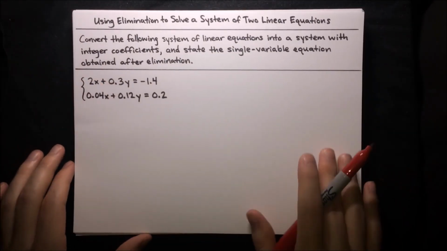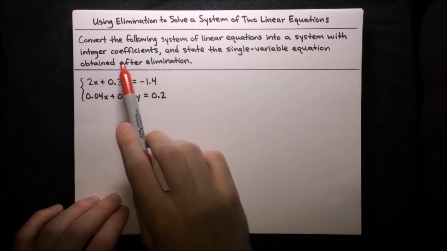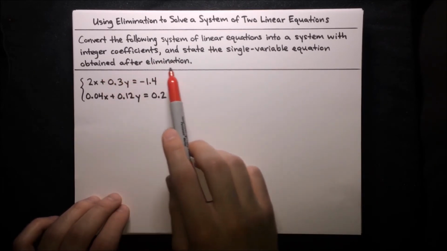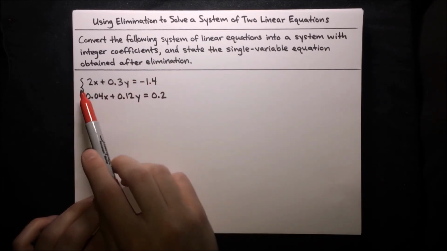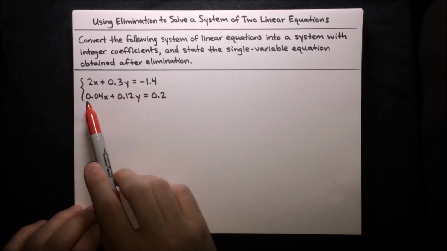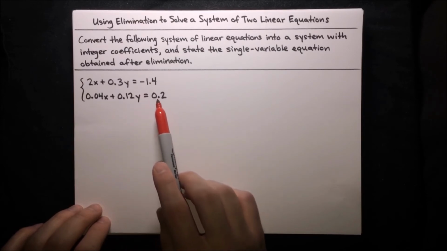Here's our final problem. We want to convert the following system of linear equations into a system with integer coefficients and state the single variable equation obtained after elimination. Here's our system. 2x plus 0.3y equals negative 1.4, and 0.04x plus 0.12y equals 0.2.